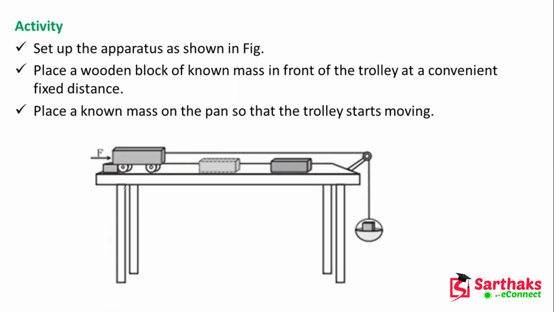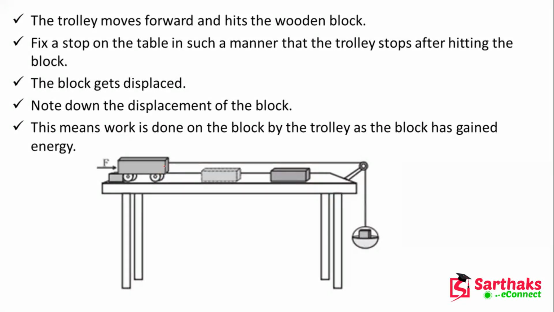Now another activity we'll do. Okay, let's start. So here, this is the setup. One table is here and one wooden block you have here, having a known mass. In front of the trolley at a convenient fixed distance, this is a trolley I have made, place a known mass on the pan. So the trolley starts moving. What happens? Here the trolley moves forward and hits the wooden block. This is the wooden block.